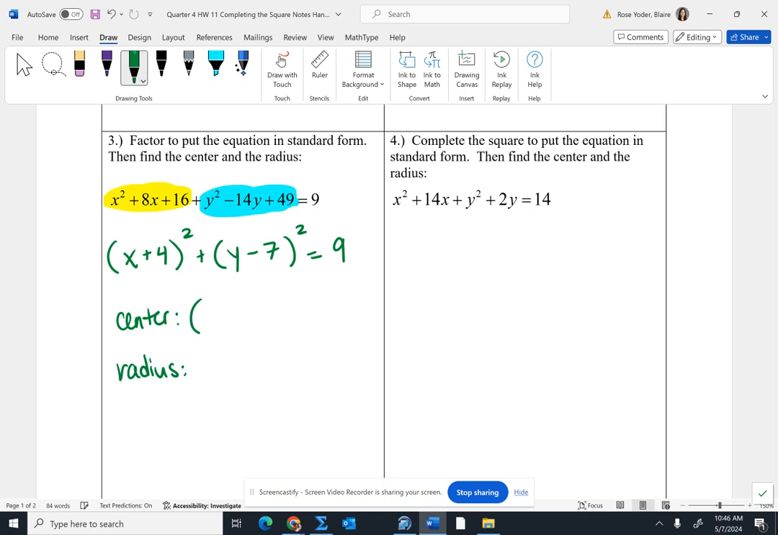So the center, since it's x plus 4 squared, is negative 4, and since it's y minus 7 squared, it's positive 7. And then to get the radius, we're going to use the 9, but don't forget to root it. So the radius is 3.